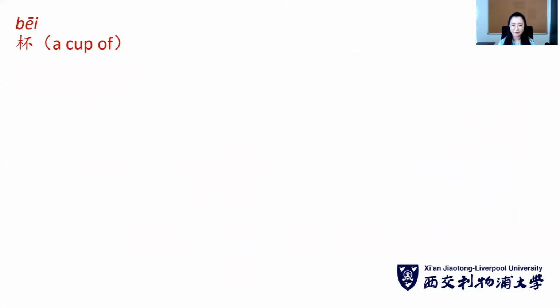But if you go to a real shop and you need to tell the seller, I want maybe 1 cup of coffee, 2 cups of milk tea. So we need to learn the measure word. The measure word, a cup of in Chinese, that is 杯. The structure is number, measure word, and noun.